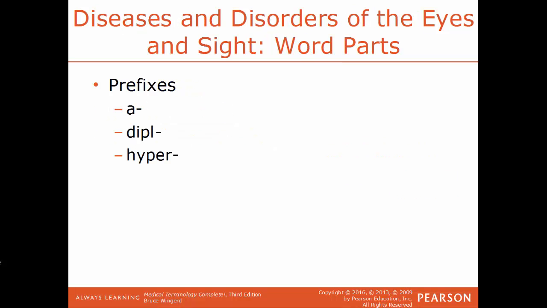All right, now we'll talk about some diseases and disorders of the eyes. And the word parts, we'll start with the prefixes. A means lacking or without. Diplo is a reference to double. Hyper means above or in excess of.